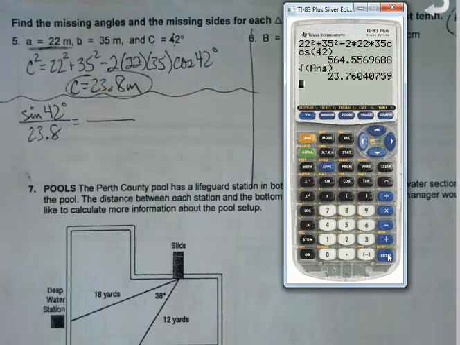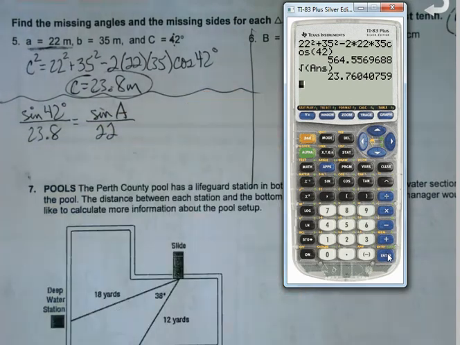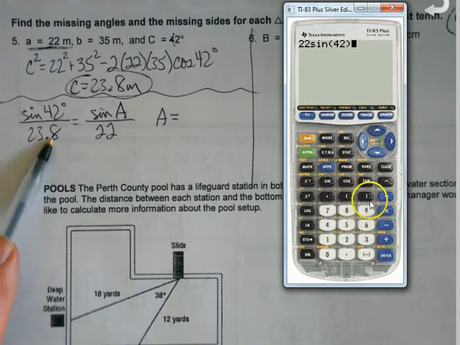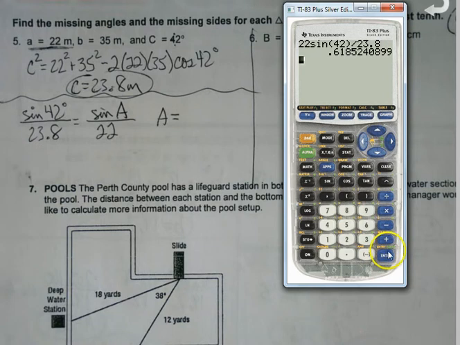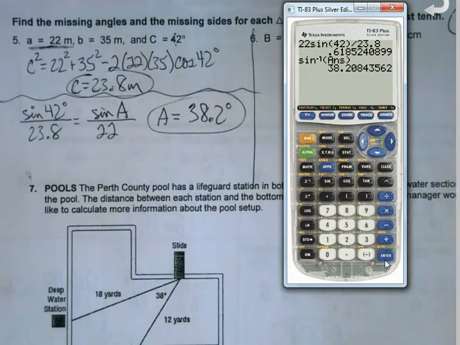Find that smallest remaining side, and we will be locating angle A next, it looks like. So let's see here. 22 times the sine of 42 divided by 23.8. Again, I went back to the other way. Oh yeah, I forgot to do the second sine already, so I'll do it now. Get that answer in. So my A would be 38.2 degrees.